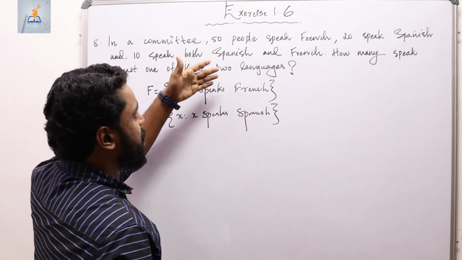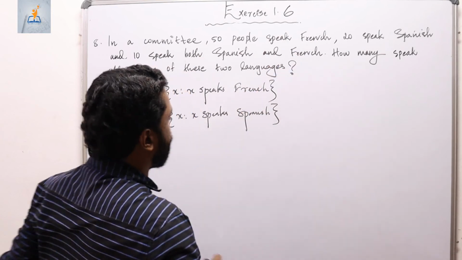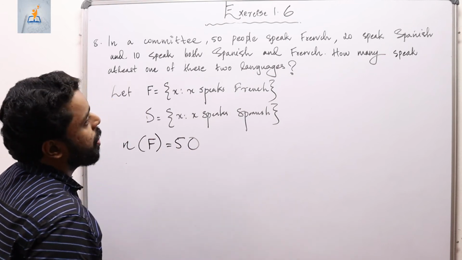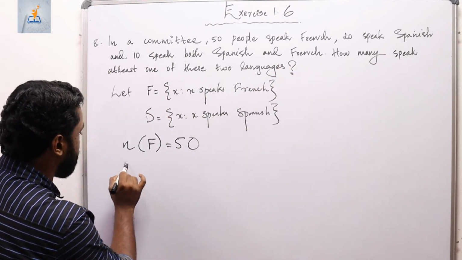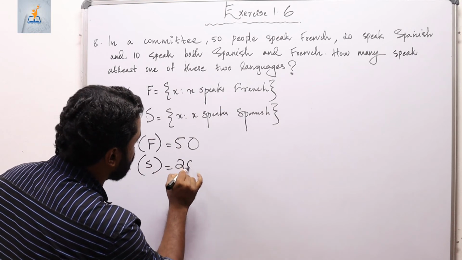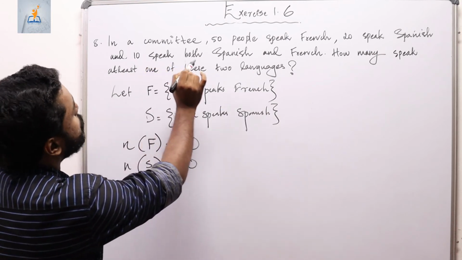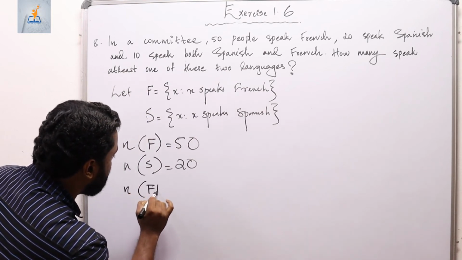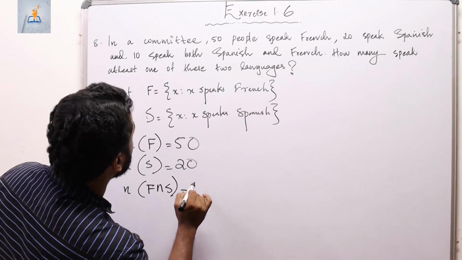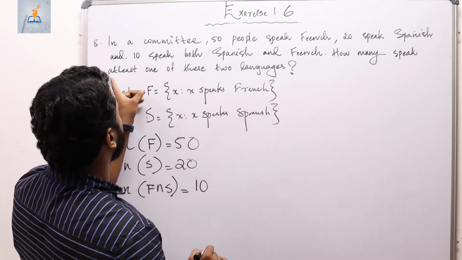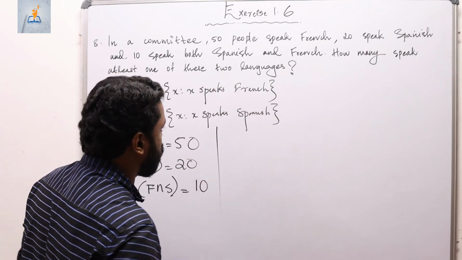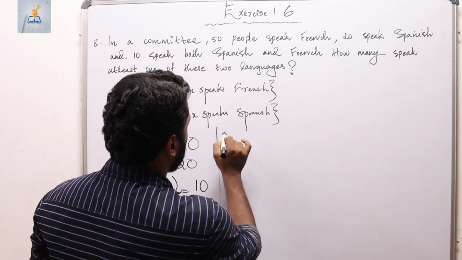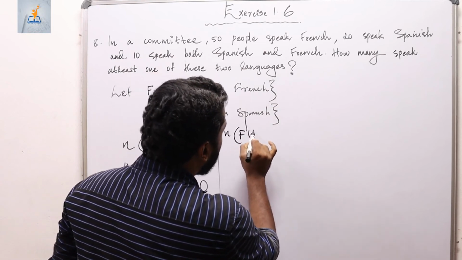Now by the given condition 50 people speak French, which means that n of F is equal to 50. 20 speak Spanish, which means that n of S is equal to 20. And 10 speak both Spanish and French, which means that n of F intersection S is equal to 10. How many speak at least one of these two languages? So we have to find n of F union S.